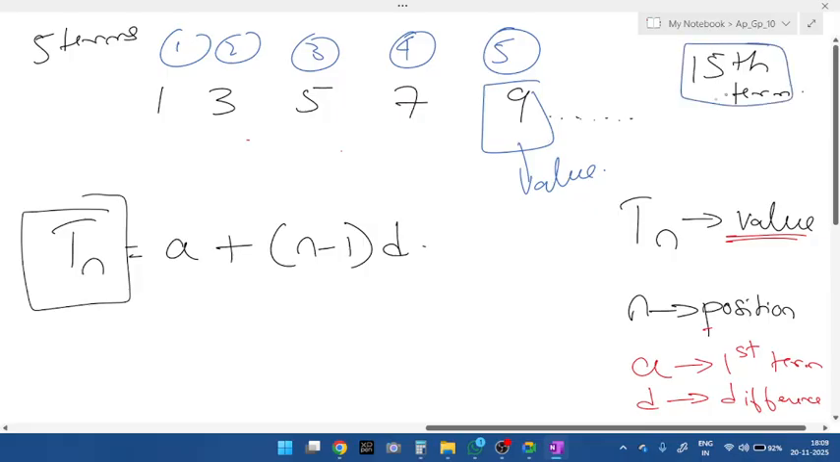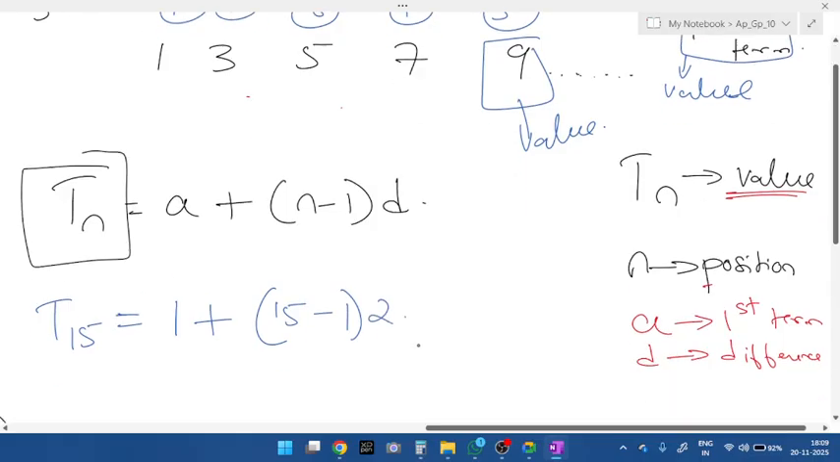In the same way, I want you all to find the value of the 15th term. Value meaning is T of n, right? We need to find T of 15. N value is which position? 15, right? T of 15 is equals to, what is the first value? 1 plus n, n is same, 15, minus 1 into, what is difference? 3 minus 1, that is 2. So that is equals to 1 plus 15 minus 1 is 14. 14 into 2 is 28. 28 plus 1 is 29. Correct. What's the answer, students? 14 into 2 is 28. 28 plus 1 is 29.